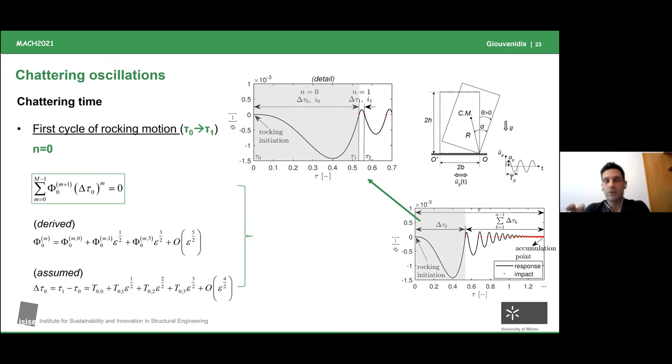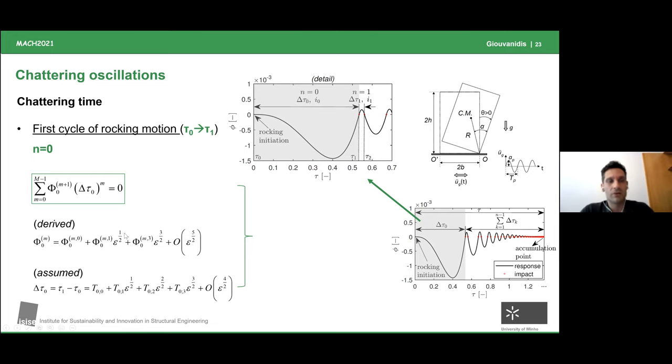Now, I'm going to present you a bit step by step the procedure. I will skip many details. First, let's focus on the first cycle of rotation. Here is the shaded area. Here you can see the detail. So from zero to the first time of impact, we have the previous equation. We can derive a similar equation, I skipped the derivation for brevity, a similar equation of phi capital. Note that here the superscript is zero because the number of impacts is zero during the first trajectory.